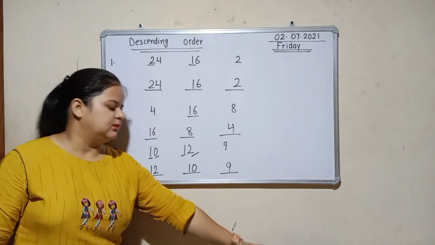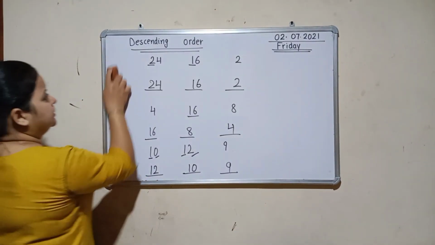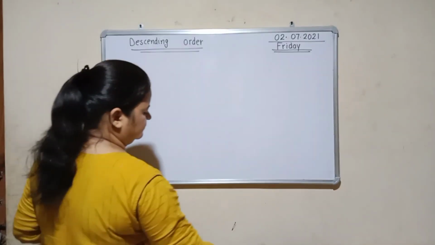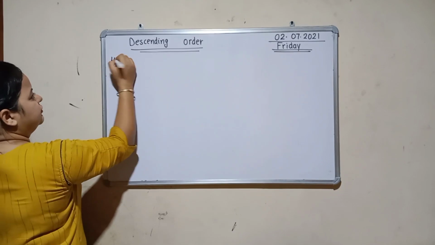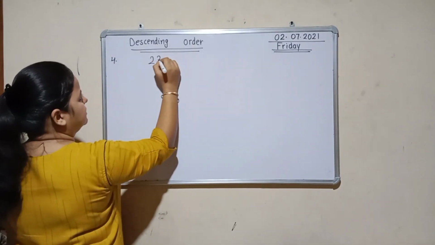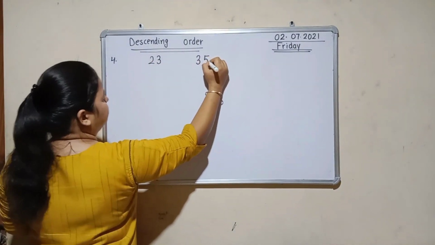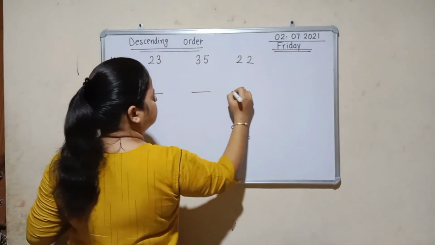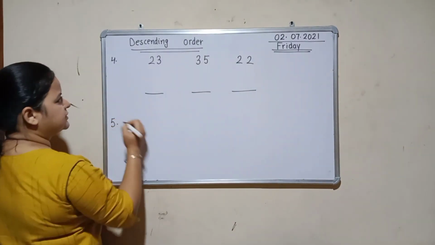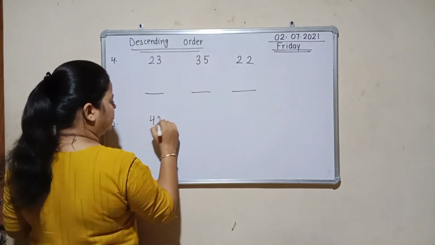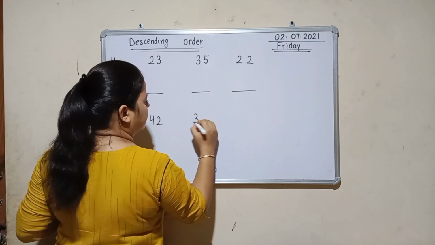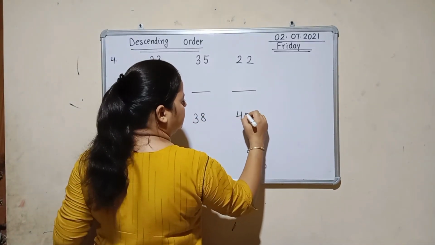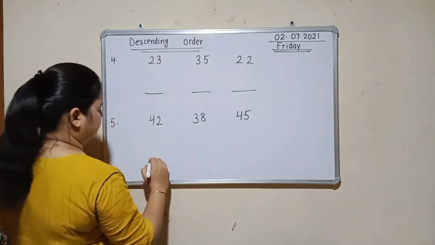Understand? Okay. So the next, fourth is 23, 35 and 22. And the next, fifth sum is 42, 38 and 45.